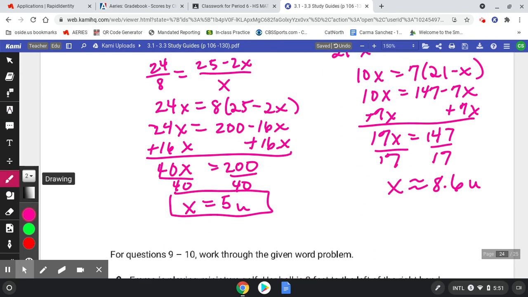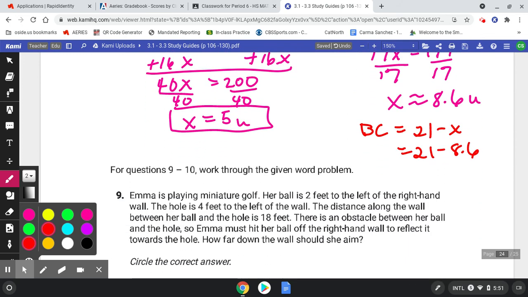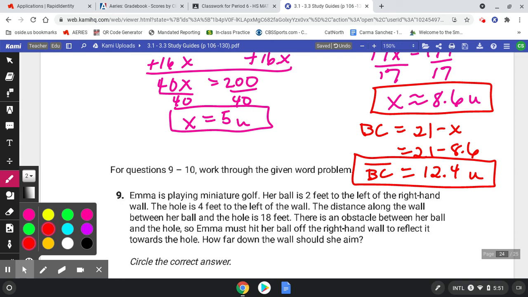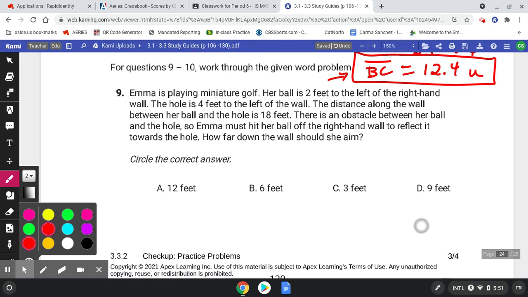So the length of BC is equal to 21 minus x, and we just got that x was 8.6. So take a second to subtract this on your calculator. Good. I got 12.4 also. So be careful with what it's asking for. Did they want a length of a side that I had to plug back in for, or did they just ask me to solve for x?